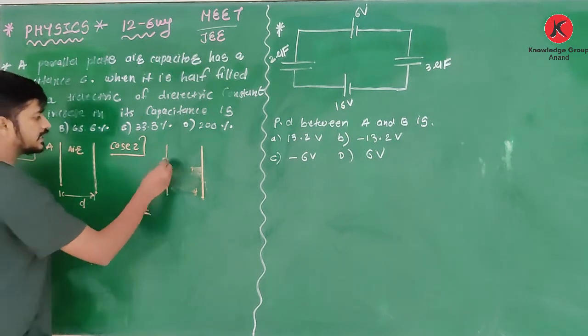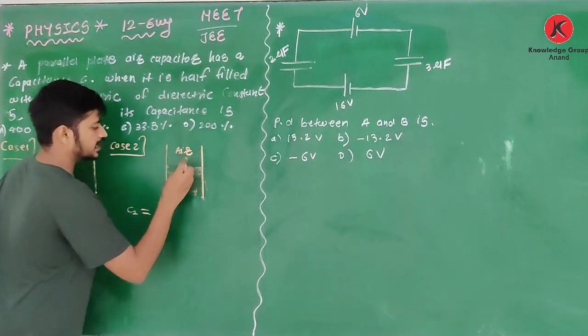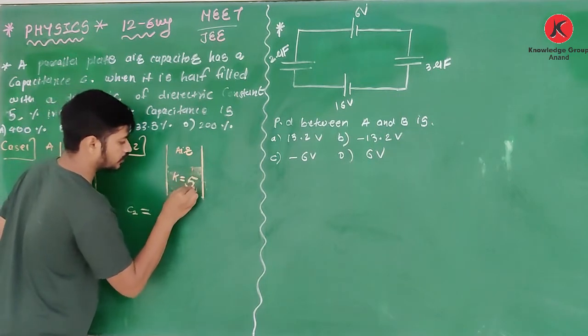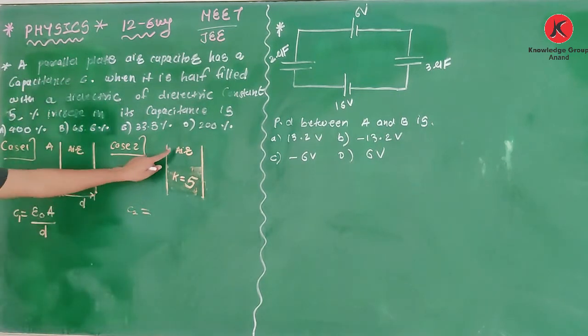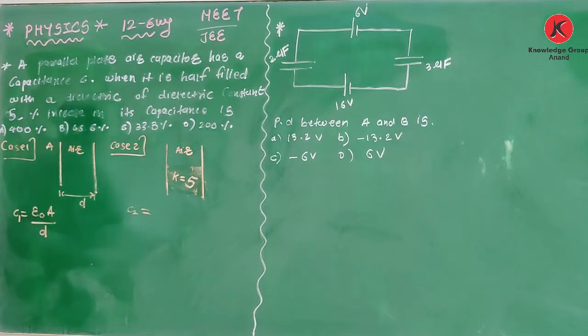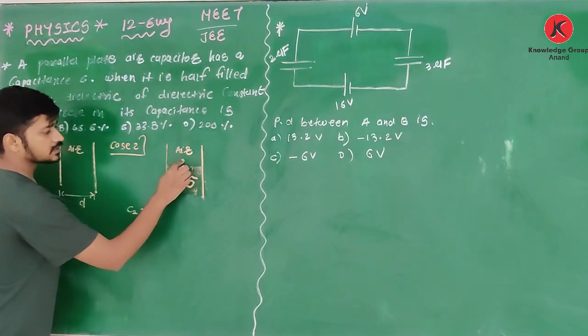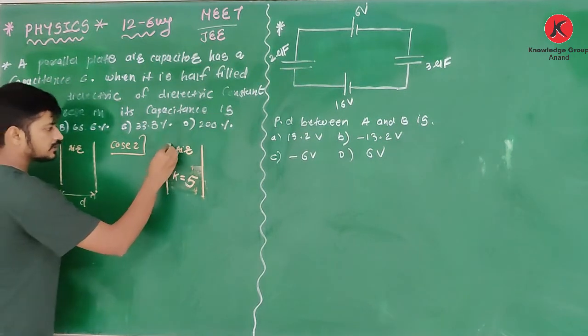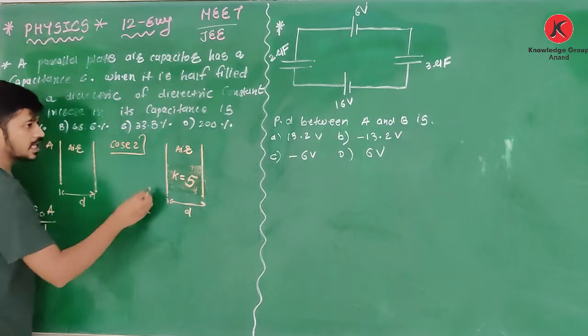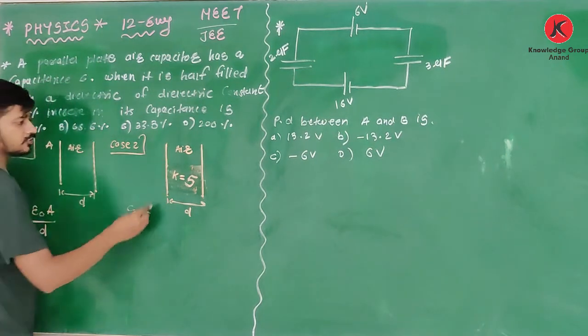But if in this region it is N, in this region it is another medium having dielectric constant 5. As there is parallel connection, you know the equation for parallel connection: C1 plus C2. For this capacitor, the total cross sectional area is A and the distance is D.